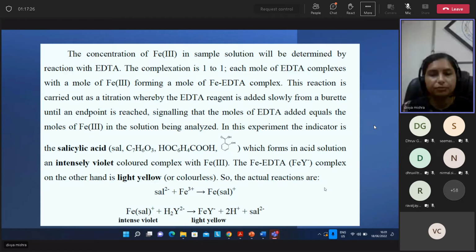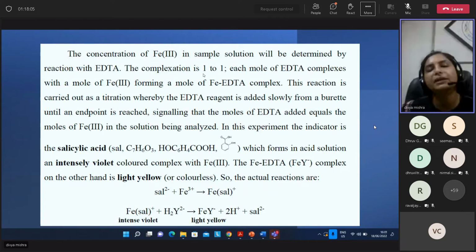FeSO4, okay. Ferrous sulfate is used for medicinal purposes and as a source of iron in vitamin tablets. This Fe plus 2 is further oxidized to Fe plus 3. How? By refluxing it, by boiling it with nitric acid. The concentration of Fe plus 3 in the sample solution will be determined after cooling this solution. So we will cool the solution where Fe plus 2 is converted to Fe plus 3. We will titrate it with EDTA.